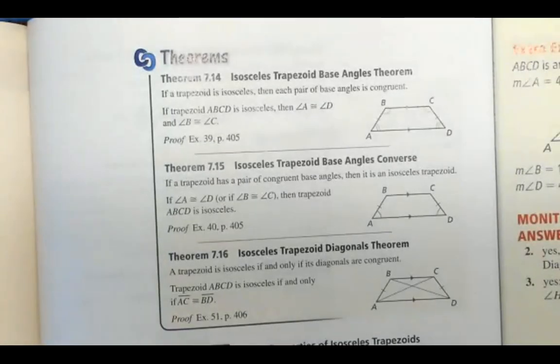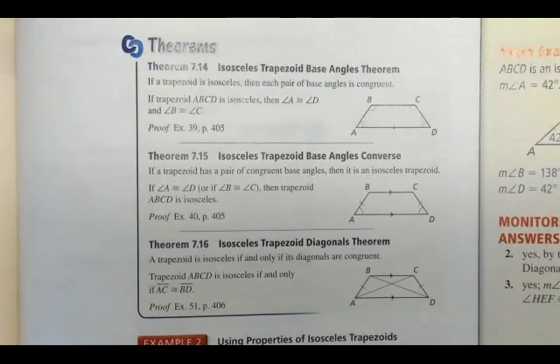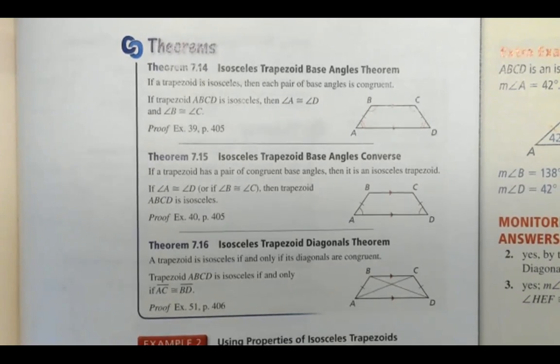Okay, so now we have a few theorems to go with this. The first is the isosceles trapezoid base angles theorem. It's literally the same thing that we just talked about. If a trapezoid is isosceles, then each pair of base angles is congruent. So how do we know it's isosceles? We have the two legs congruent, and we know it's a trapezoid because we have one set of parallel lines.